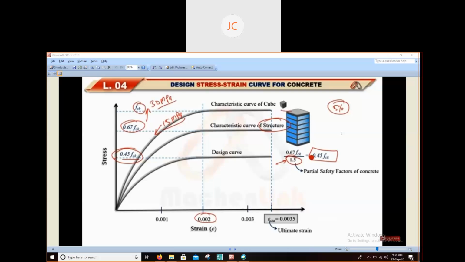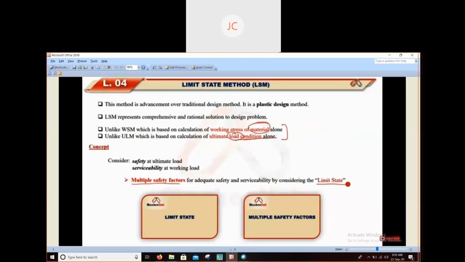But in working stress method, we have assumed that the behavior of steel with respect to loads is linear. That means it is showing elastic behavior. That means if you remove the load, it will go back to its original position. But actually, in actual practice, it doesn't happen. So that is the main drawback of our working stress method. Okay, so let us see here.